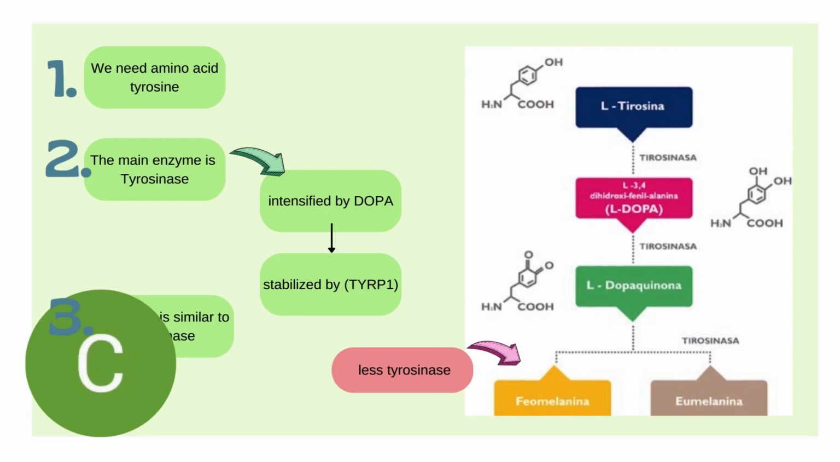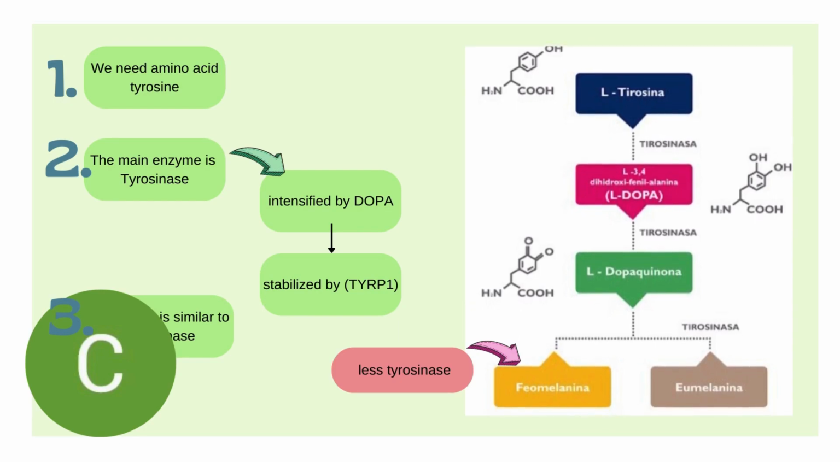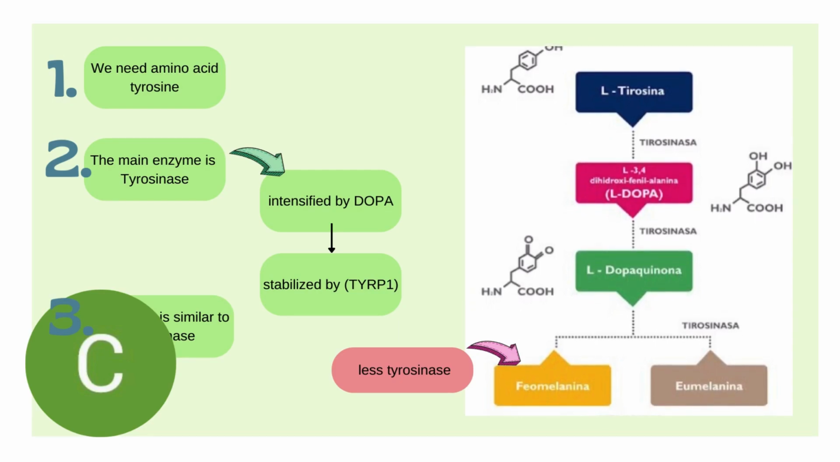Melanin biosynthesis. To initiate this process, we need the amino acid tyrosine with the assistance of the enzyme tyrosinase. This enzyme activity is inhibited by dopamine and stabilized by tyrosine-related protein 1. Tyrosine-related protein 2 has a similar function to tyrosinase, as it participates in the synthesis pathway of melanin. Pheomelanin synthesis requires less tyrosinase activity compared to eumelanin, which explains its production under conditions of lower enzymatic stimulation.